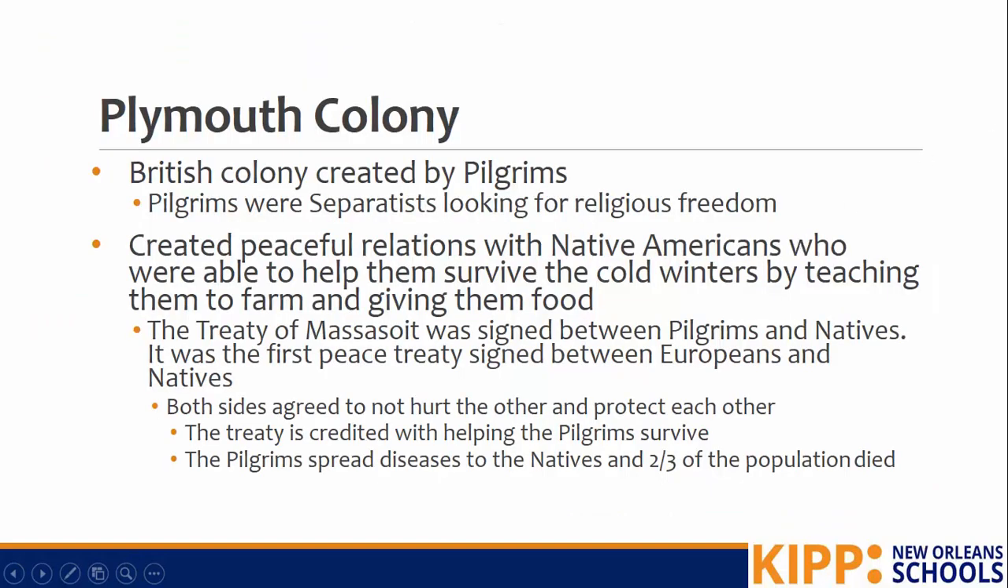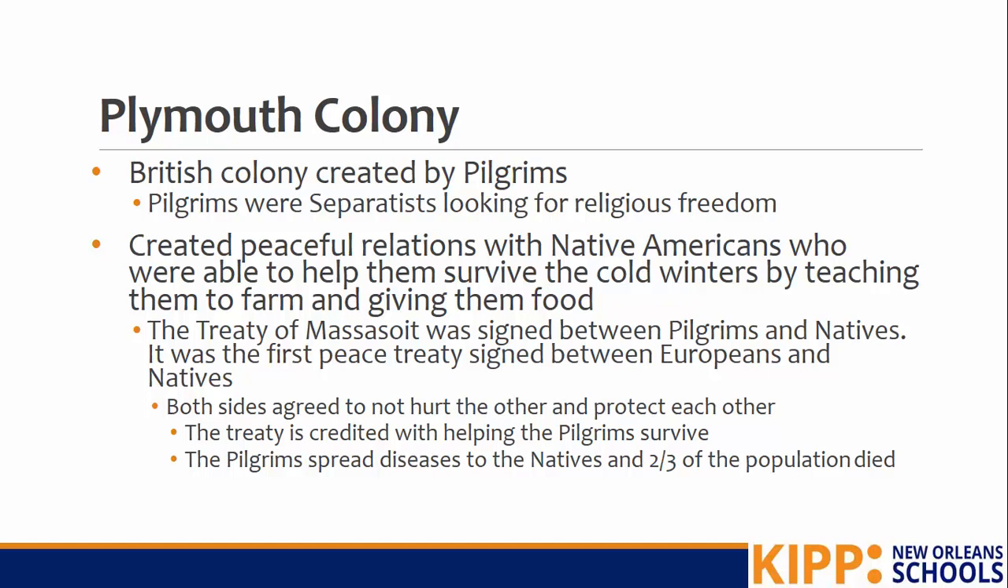Another colony was the Plymouth Colony. This was a colony created by pilgrims. Pilgrim is just a word that you use to describe someone who goes on a religious journey. The pilgrims who came to America were separatists looking for religious freedom. Someone who's a separatist wants to leave the Church of England entirely. So these pilgrims do not want to be part of the Church of England, but they're not allowed to practice another religion in England. So they ask to come to America so they can practice whatever religion they want.